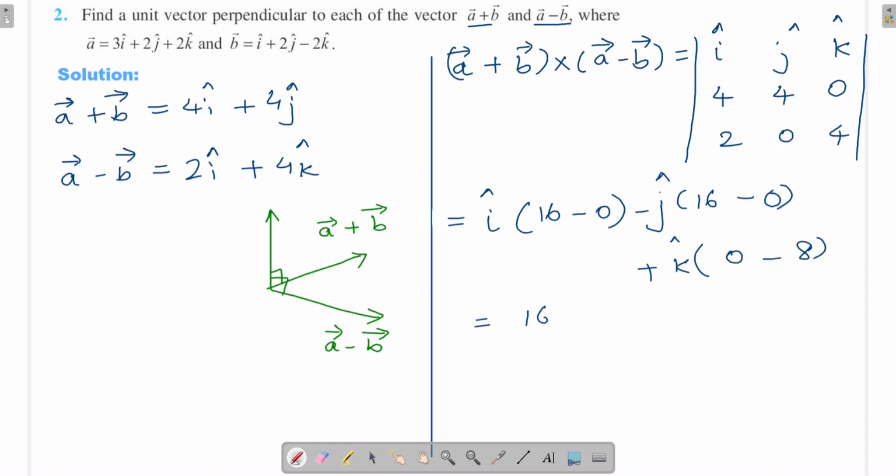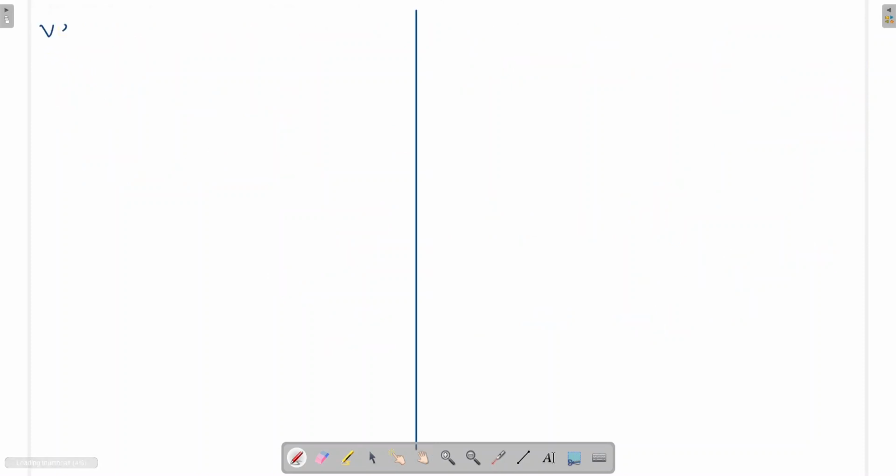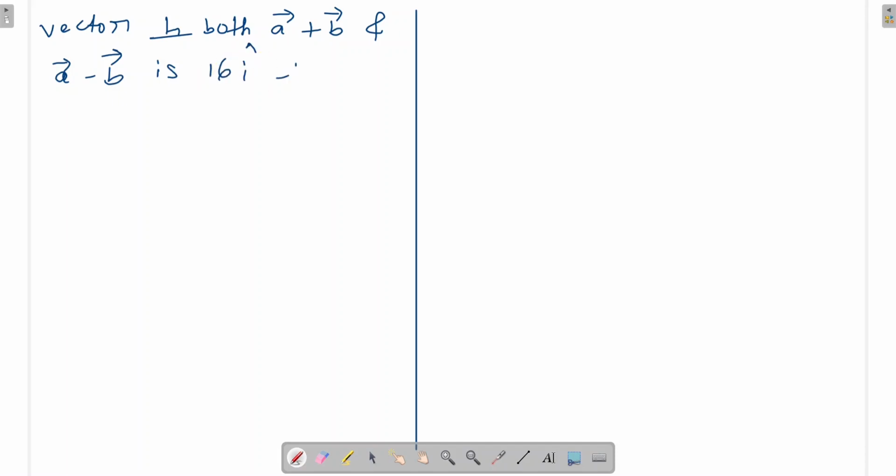So what we will get here is 16 i cap, then minus 16 j cap, minus 8 k cap. So this is a vector which is perpendicular to both A bar plus B bar and A bar minus B bar. So that we will write it here. So a vector perpendicular to both A bar plus B bar and A bar minus B bar is 16 i cap minus 16 j cap minus 8 k cap.